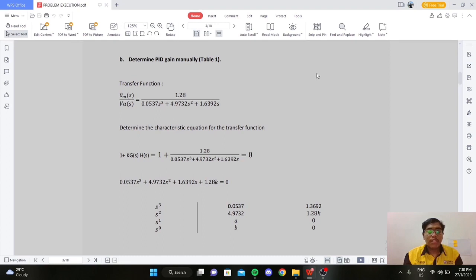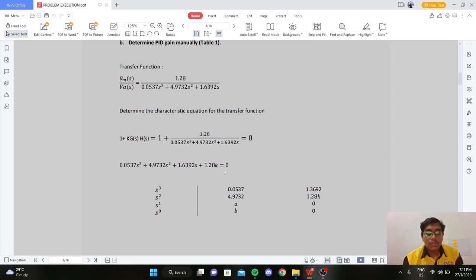Next I will explain question B, which is to determine the PID gain manually. To answer question B, first we use the transfer function that we got from question A. Next we determine the characteristic equation for the transfer function, using the formula 1 plus KGsHs equal to 0. From that equation, we get 0.0537 s cubed plus 4.9732 s squared plus 1.6392 s plus 1.28K equal to 0. Then we use all the values in the table for s cubed, s squared, s, and s to the power of 0.